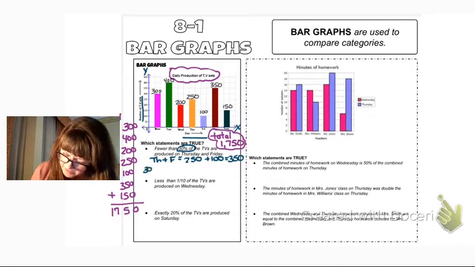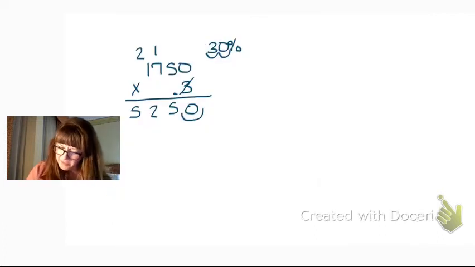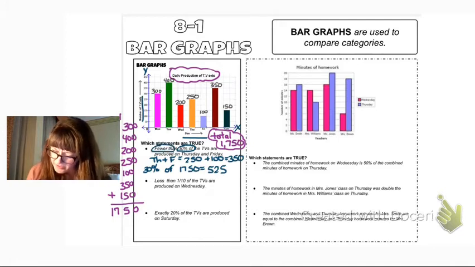So 30% of 1,750 we just found to be 525. And this said, fewer than 30% of TVs are produced on Thursday and Friday. Well, Thursday and Friday brought a total of 350, and then 30% of 1,750 was 525. And 350 is definitely fewer than or less than 525. So this is a true statement.